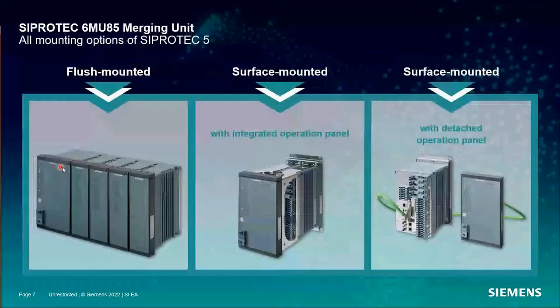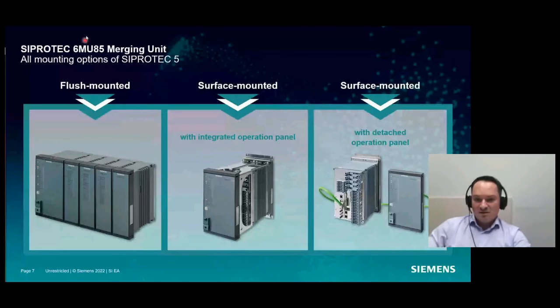If we take a deeper look at our measuring unit, we call it 6MU85. So we have one measuring unit which fits for all applications. This is the only one measuring unit which we have, 6MU85. It is based on the same Ciprotec 5 platform, so it also shares the same expansion modules and communication cards like other Ciprotec 5 protection relays. Also, it can be expanded up to two 90-inch row rack.